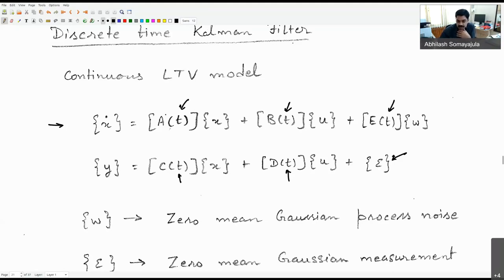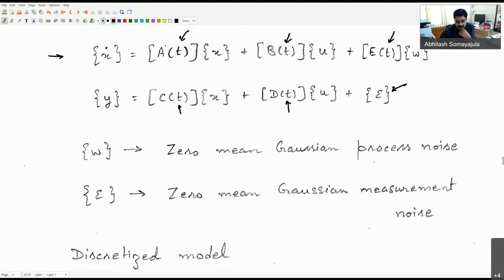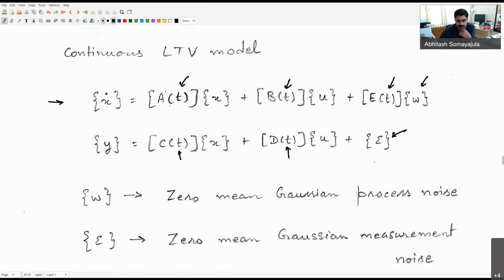w here denotes a zero mean Gaussian process. Notice that it is zero mean. We always want to ensure that the mean of the process is actually zero. Similarly, the measurement noise is also a zero mean Gaussian noise. Now, as I said, we are interested in the so-called discrete time version of the system because it is the discrete time version that we will generally be applying.